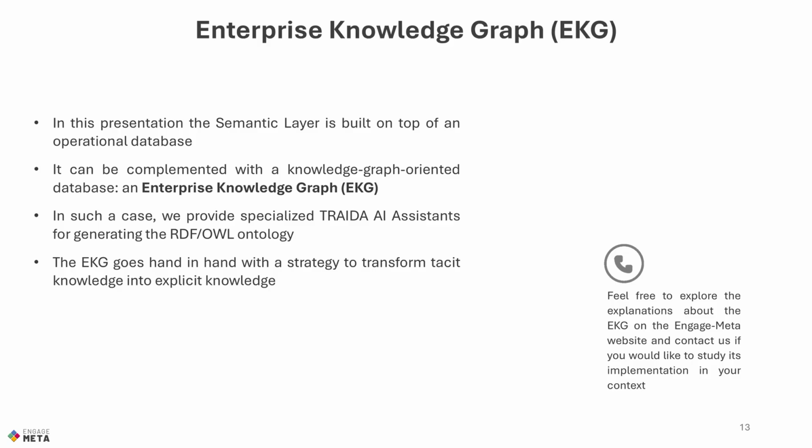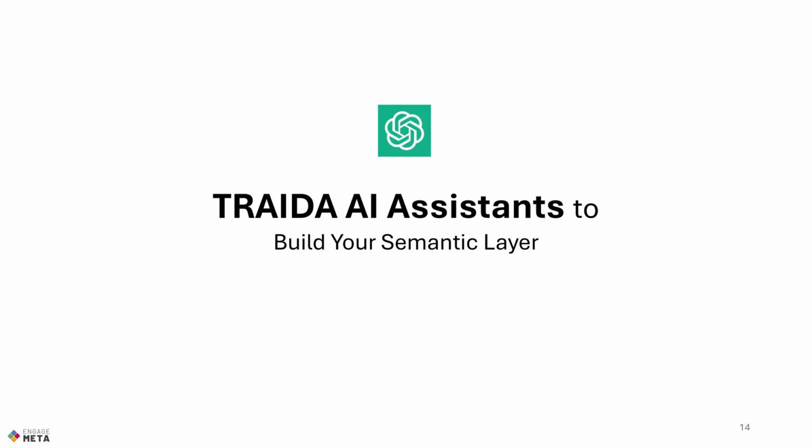The semantic layer can be complemented by an enterprise knowledge graph. This allows tacit knowledge to become explicit, structured, and reusable by AI. TRAIDA AI assistants automate the construction of the semantic layer. They reduce manual effort while preserving modeling discipline.